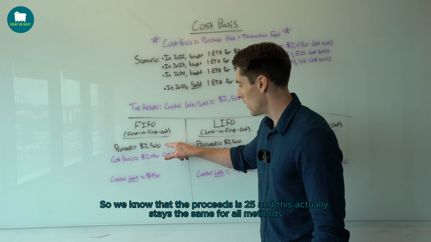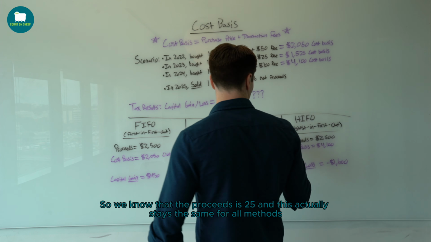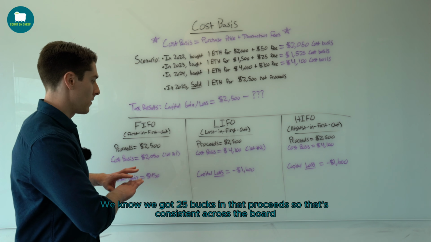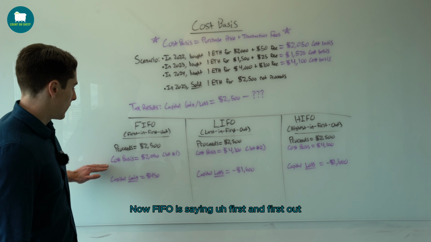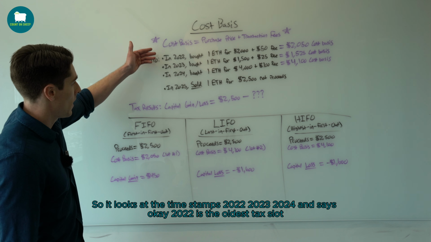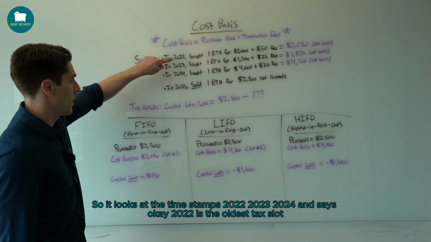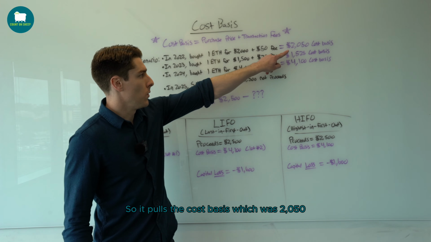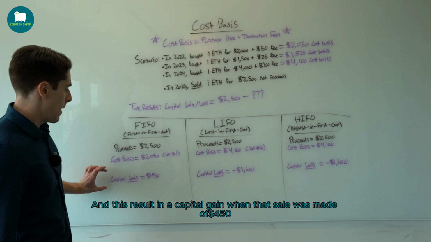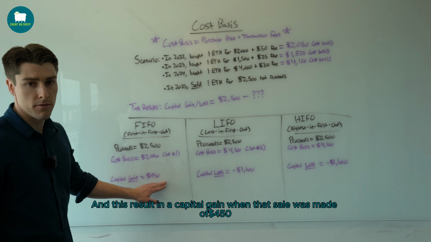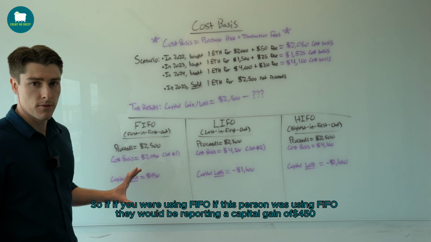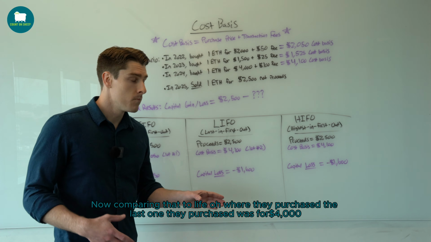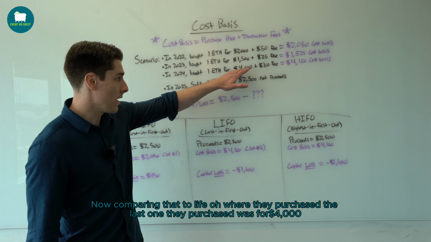So what FIFO is again, it's first in, first out. We know that the proceeds is $2,500, and this actually stays the same for all methods. That doesn't change. We know we got $2,500 in net proceeds, so that's consistent across the board. Now, FIFO is saying first in, first out. So it looks at the timestamps, 2022, 2023, 2024, and says, okay, 2022 is the oldest tax lot. That's the one I'm going to pull from. So it pulls the cost basis, which was $2,050, and this results in a capital gain when that sale was made of $450. So if this person was using FIFO, they would be reporting a capital gain of $450.